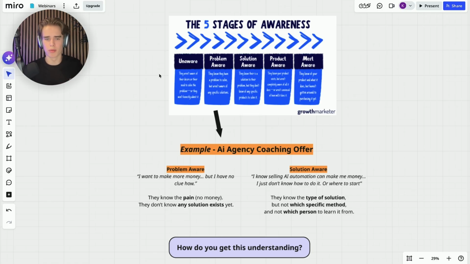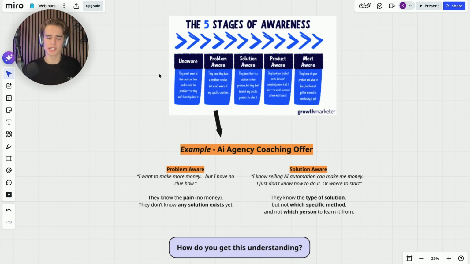Your audience could be problem aware. They know that they have the pain, they don't have money, they want to make more money, but they don't know how. They don't know the solution for it. They don't know how they can actually make more money. Or they can be solution aware, where they know that they have this pain and they know that there is a solution for it, but there are a lot of solutions, so they don't know which solution to pick, right?